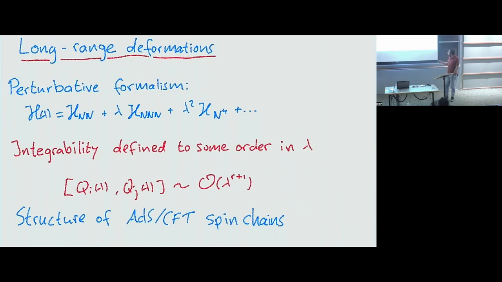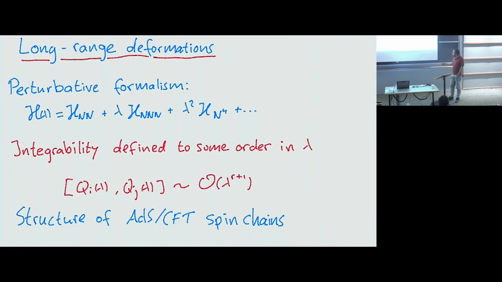And in principle, these models are only integrable if you would take all orders in lambda into account. But for now, we will just truncate at a certain order in lambda. So we will see if there is a Yang-Baxter equation such that everything is satisfied up until some order in lambda, first order or second order or whatever.